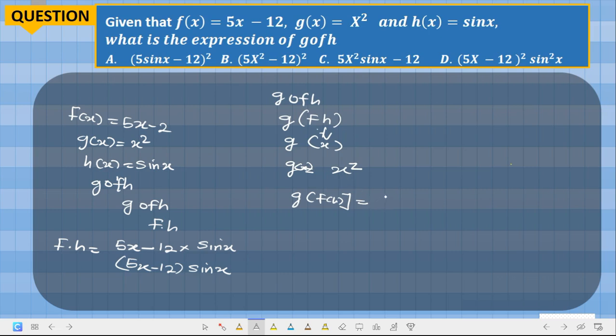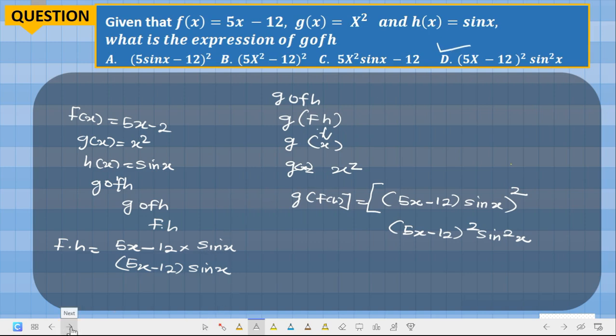what? F dot h, which is what? 5x minus 12 sine x, everything in a big bracket, squared. Okay? Everything in a big bracket squared. Now if you multiply this with this, if you use the square to open through, it's going to give us 5x minus 12 square, then sine square x. And that makes option D the correct answer to this question.